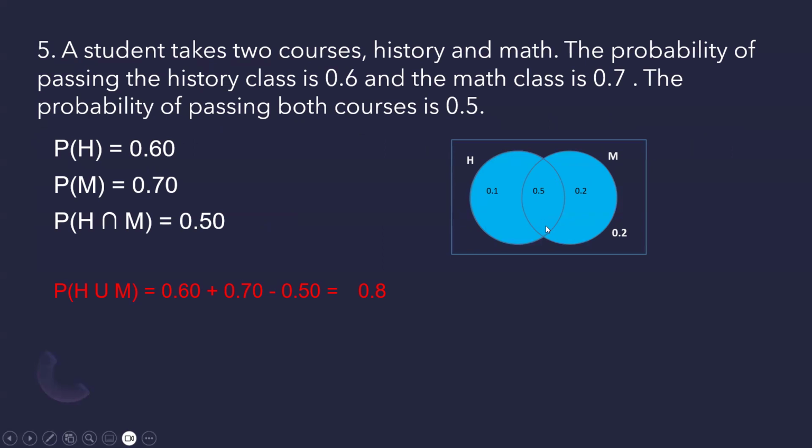And the probability of you not passing any of them would be 1, the whole thing, minus the or, which gives you 0.2. So these are the first 5 questions. I hope they helped you. I hope they help you review.